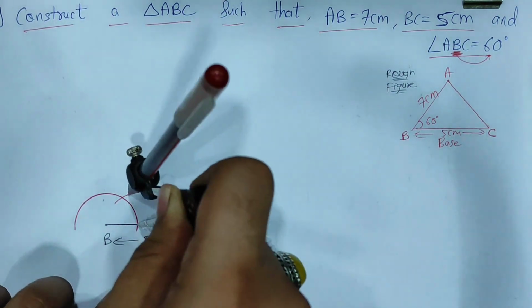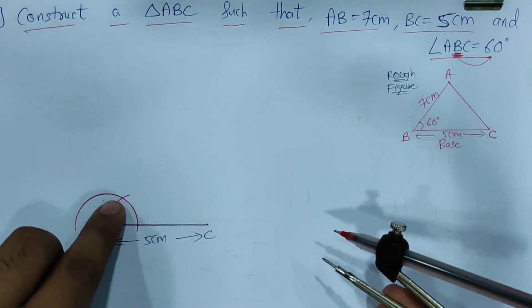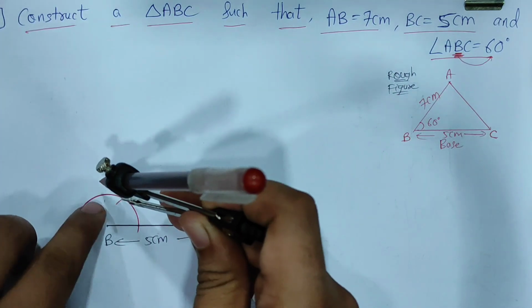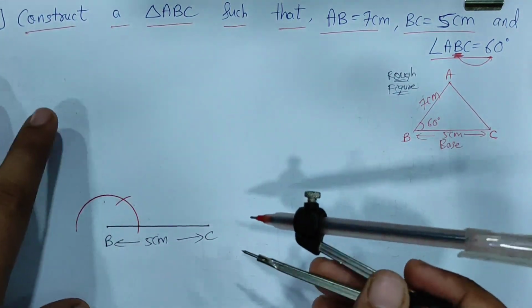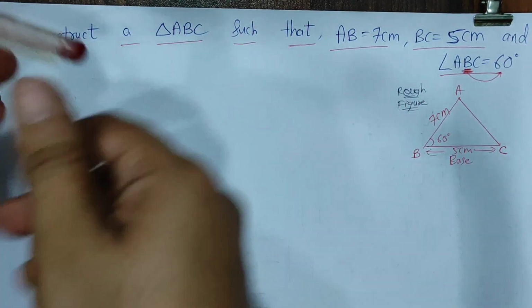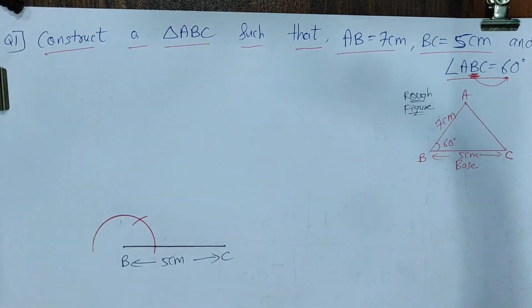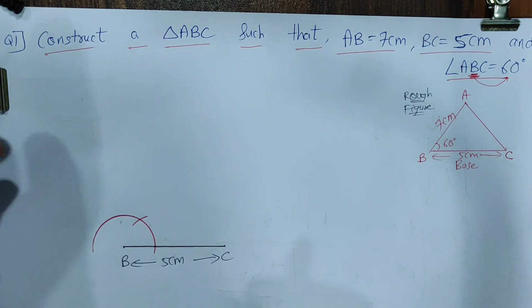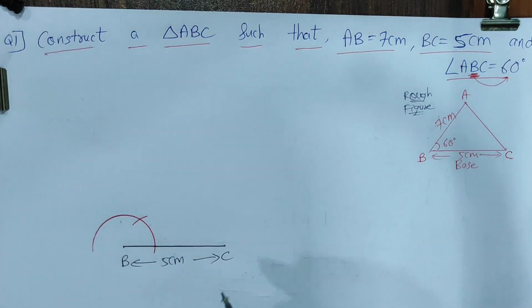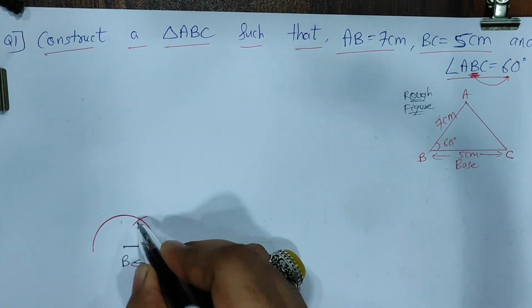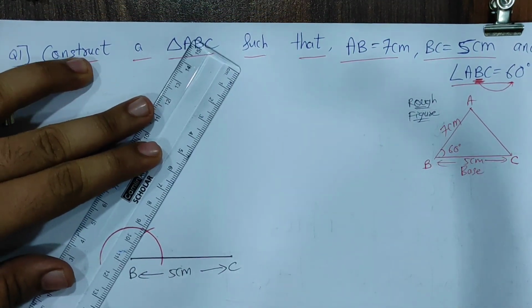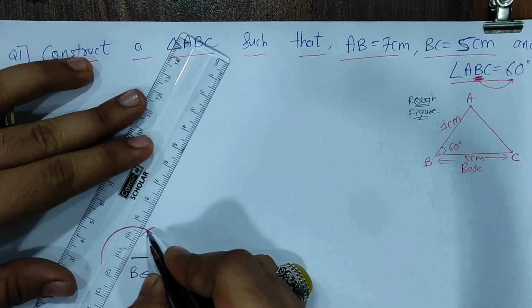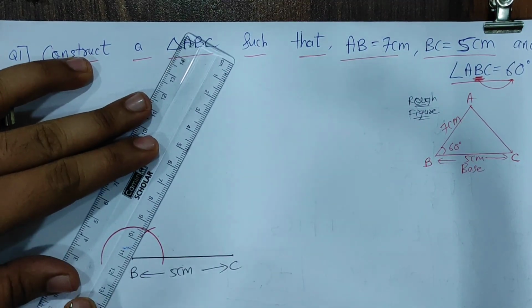I'll mark a stroke over here. Okay, and this is 60 degree. If I cut another stroke, it will become 120 degree, but I'm interested in 60 degree. So this will be 60 degree. Okay, so now is the time to join. So this point and this point, I'll draw a straight line. See, this is the point. Okay, you can highlight it.